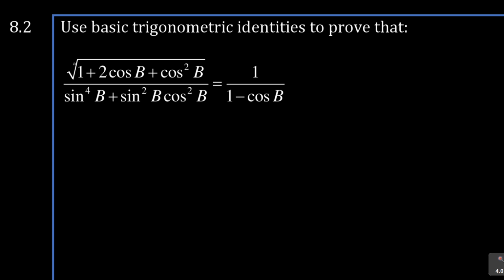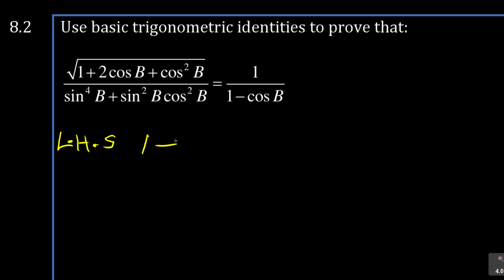It's under a square root, so there might be a reason there. And then at the bottom, sine to the power 4 b plus sine squared b cos squared b is equal to this. So obviously you can see that I have got more meat on the other side to chew, so I'm going to take the left hand side. There is more to do there. Alright, so I'm going to do one thing at a time.